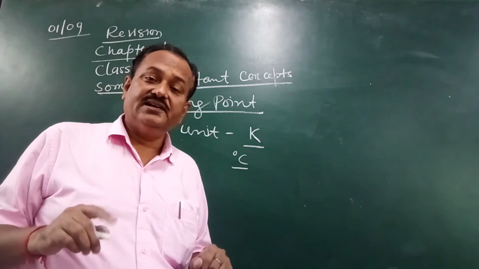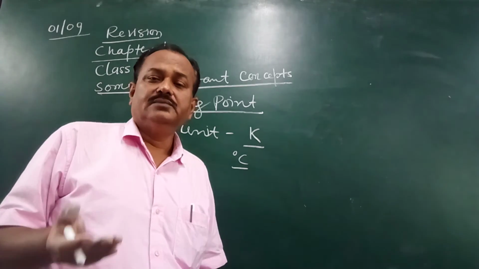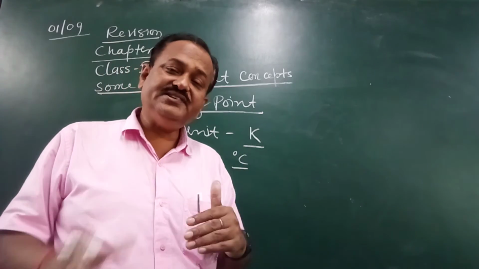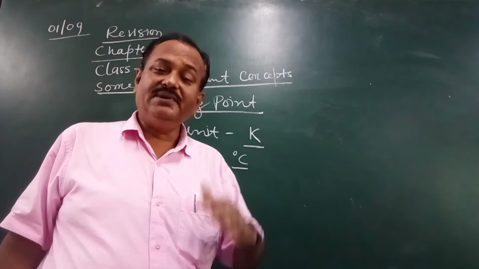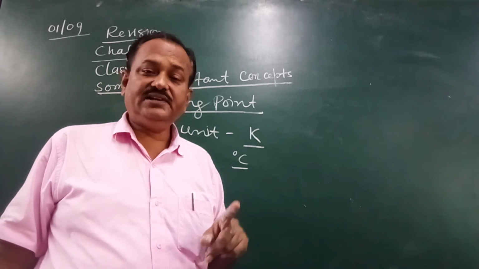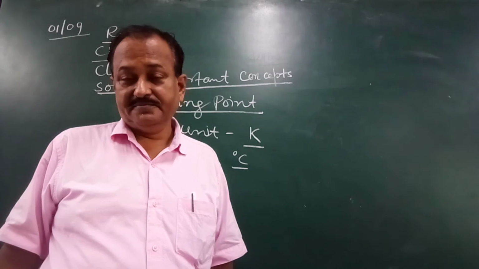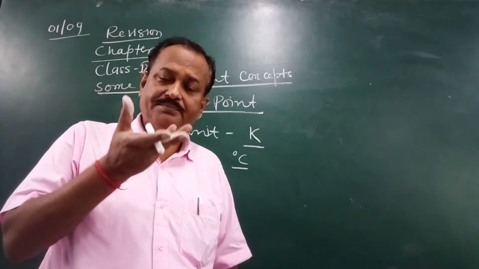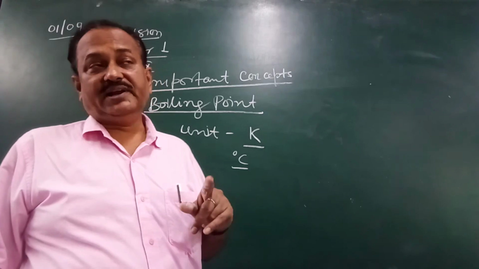Most of the persons who are not of science background say boiling point is the temperature at which a liquid boils. This definition is okay for small students, just 6, 7. But in 9th onwards, you have to keep in mind boiling point is the temperature at which vapor pressure becomes equal to atmospheric pressure. It is very important to know. Vapor pressure means the pressure of the liquid which is boiling. It is equal to atmospheric pressure.